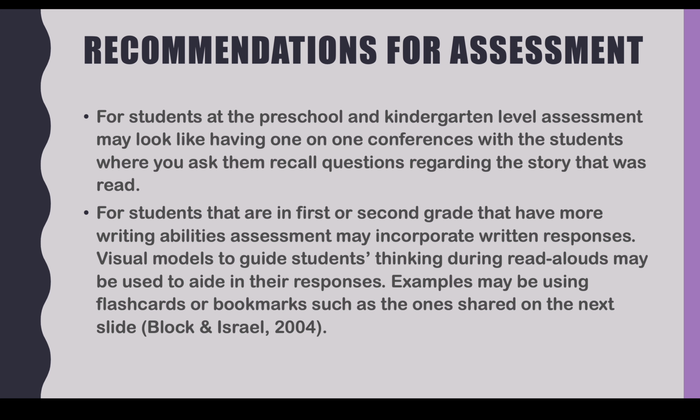Recommendations for assessment. For students at the preschool and kindergarten level, assessment may look like having one-on-one conferences with the students where you ask them recall questions regarding the story that was read together. For students that are in first or second grade that have more writing abilities, assessment may incorporate written responses. Visual models to guide students' thinking during read-alouds may be used to aid in their responses. Examples may be using flashcards or bookmarks such as the ones shared on the next slide.